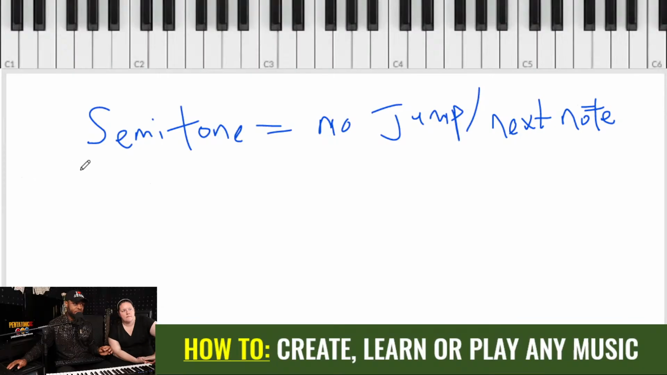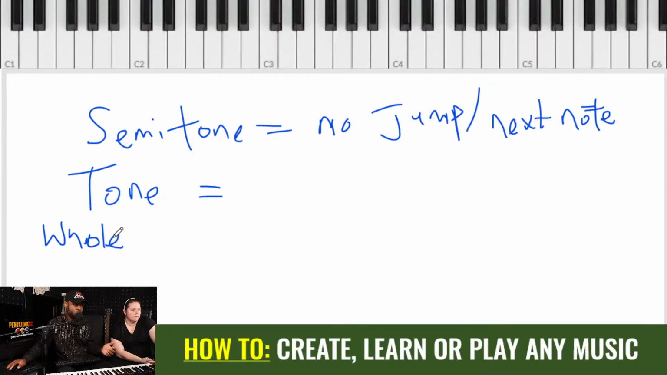So then let's look at what a tone means. Americans might prefer using half step instead of semitone, and whole step instead of a tone. So you can either call this one a whole step for a tone, or you can call this one a half step. Right? We're writing with the mouse. It's not an easy journey.